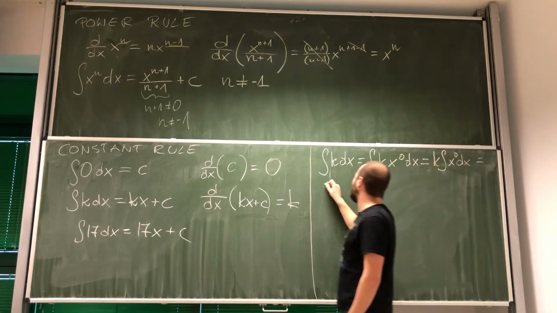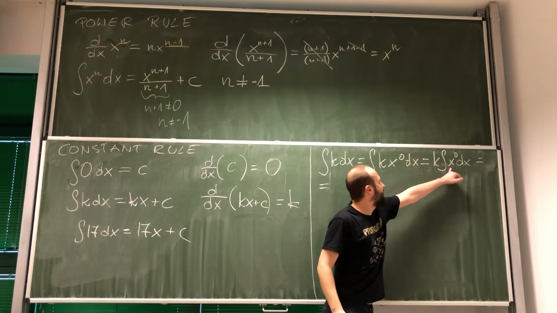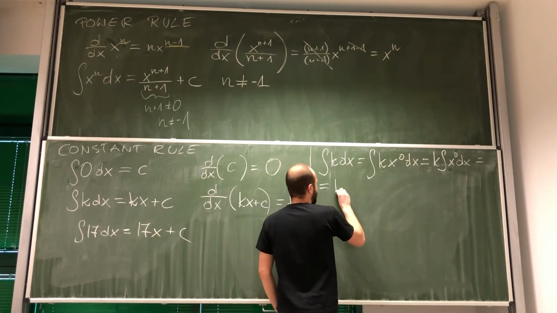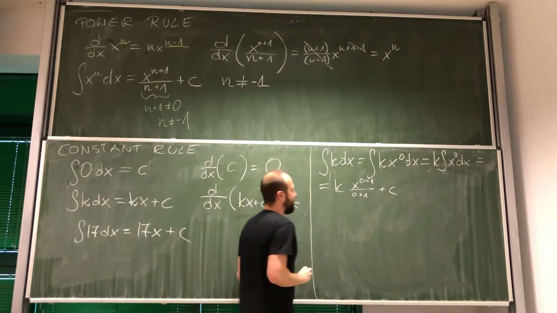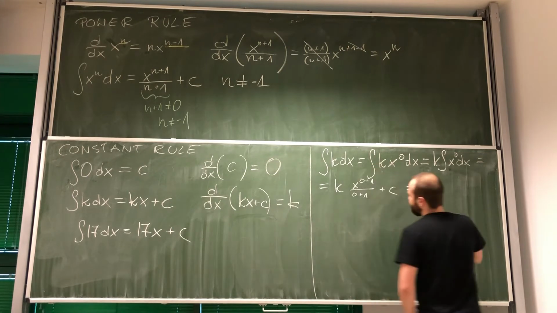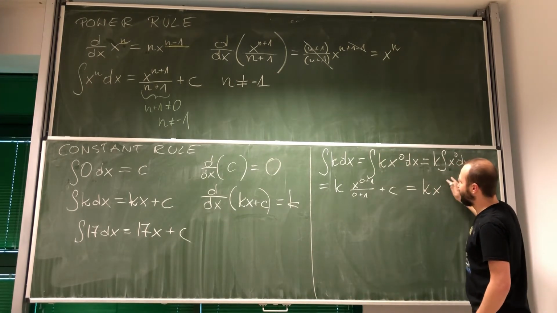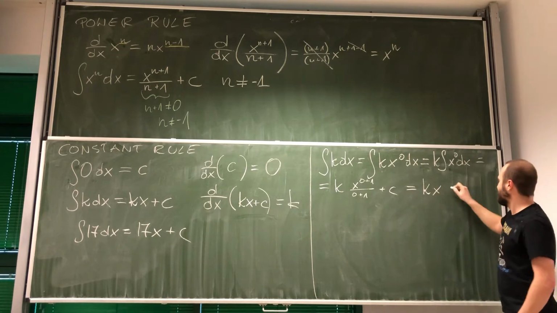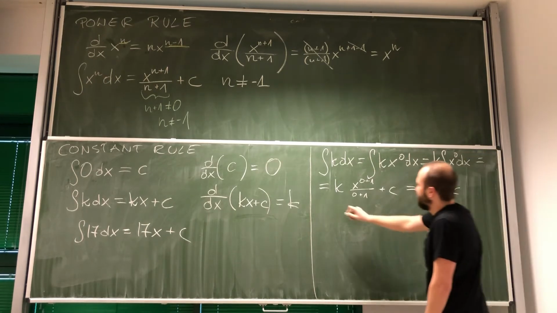I'm gonna actually prove it, but that doesn't really matter. Okay, so look, how would it work over here? We would have k times x to the power 0 plus 1 divided by 0 plus 1 plus c, which would give us k times x to the power of 1 divided by 1 plus c. So, as you see, exactly the same result.